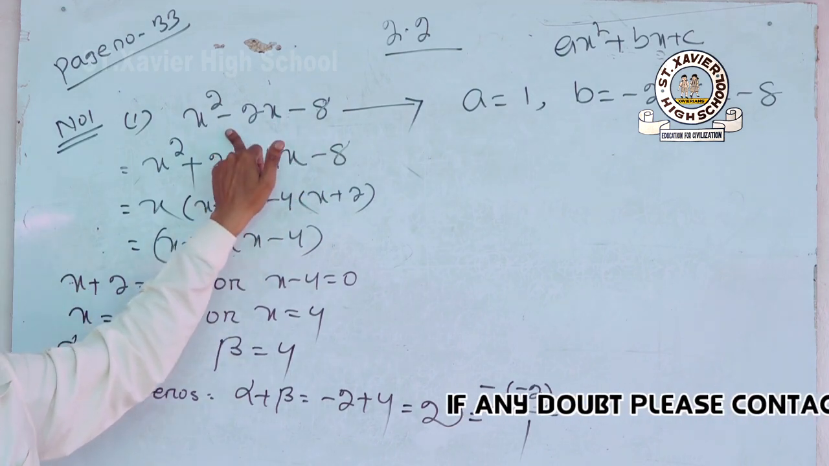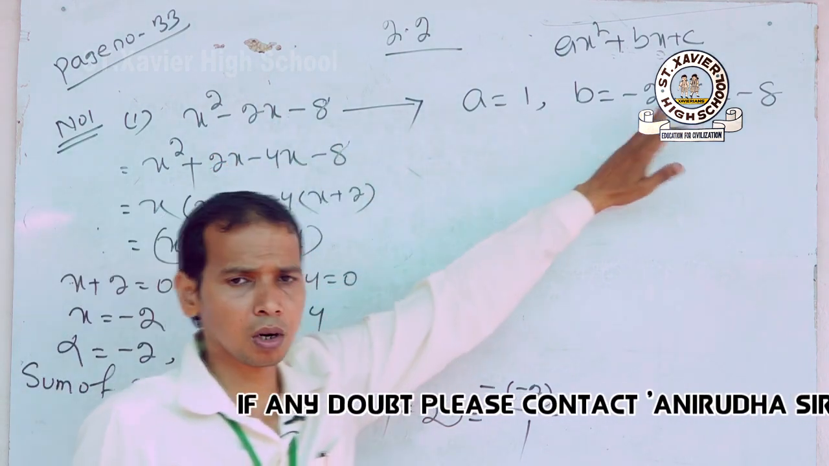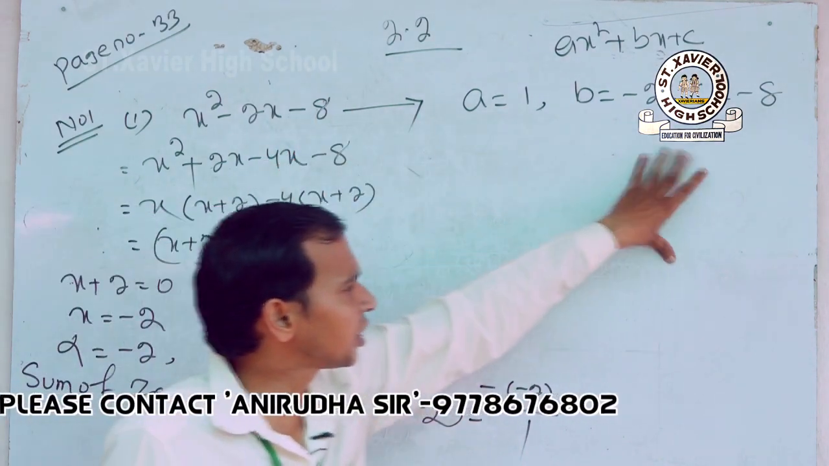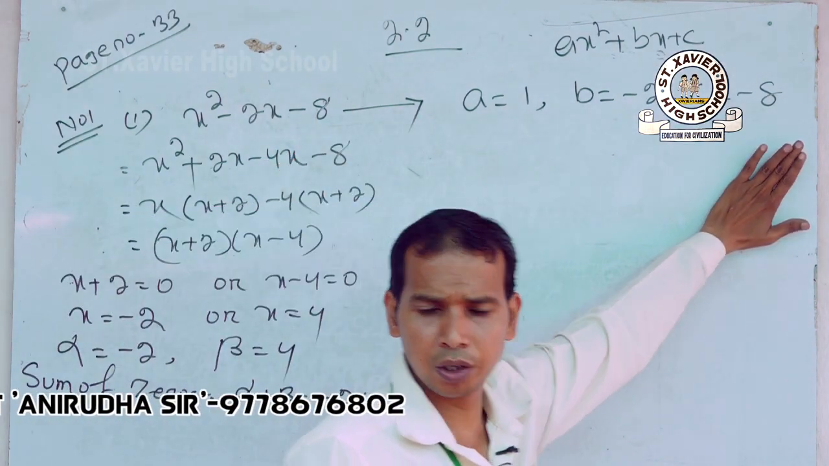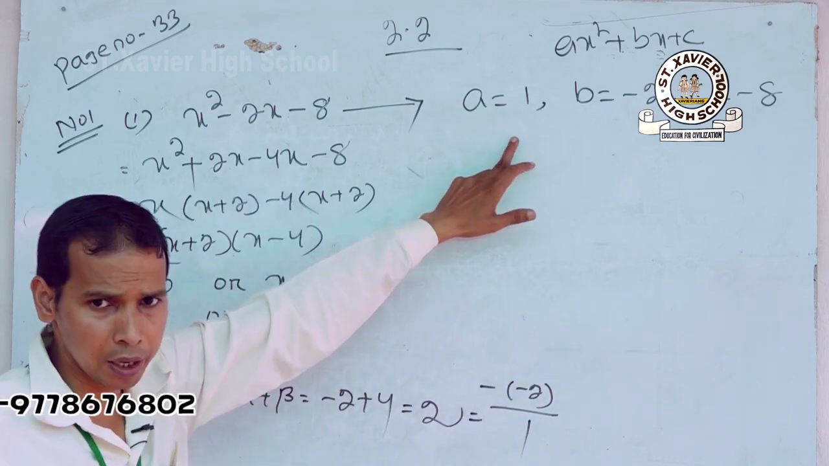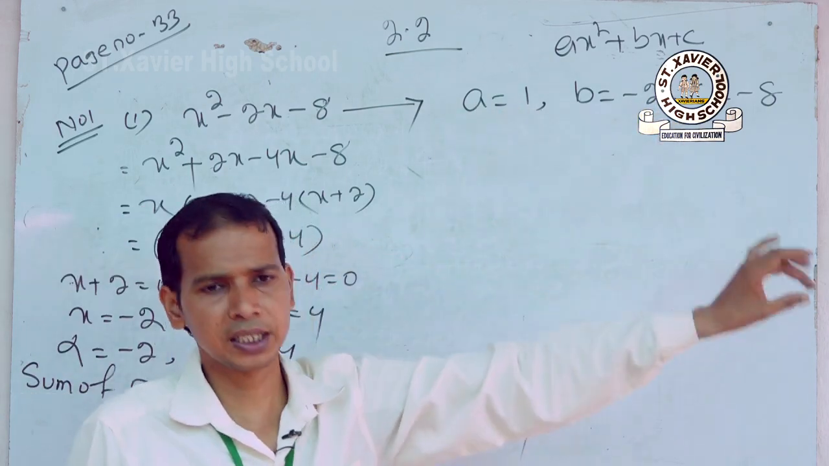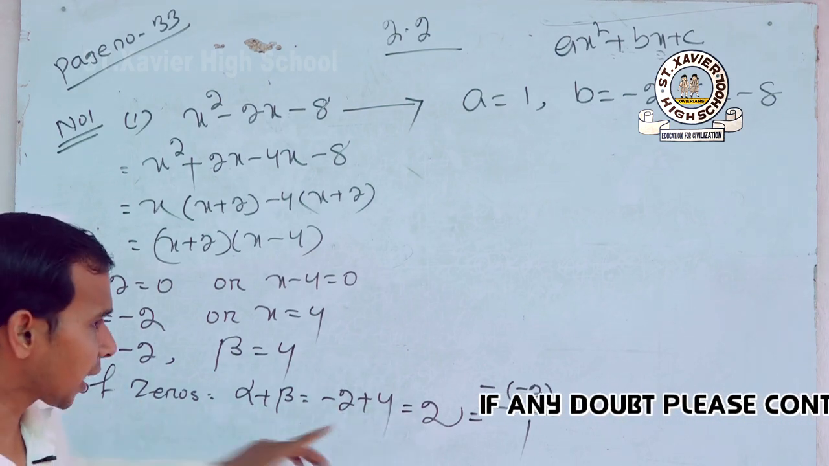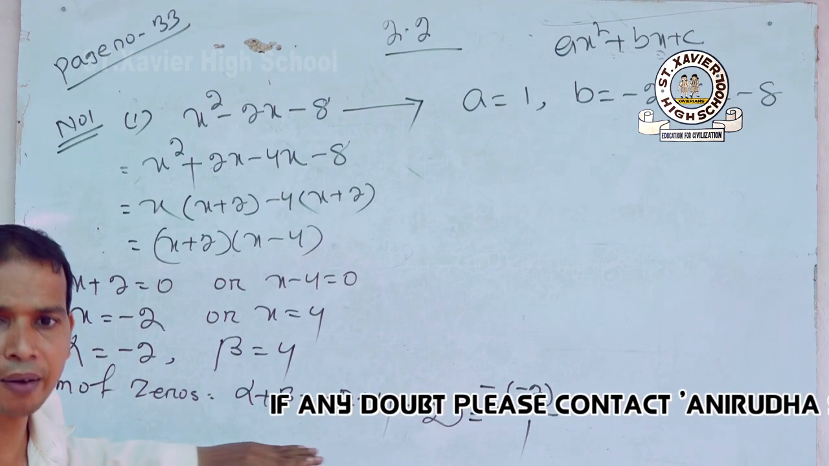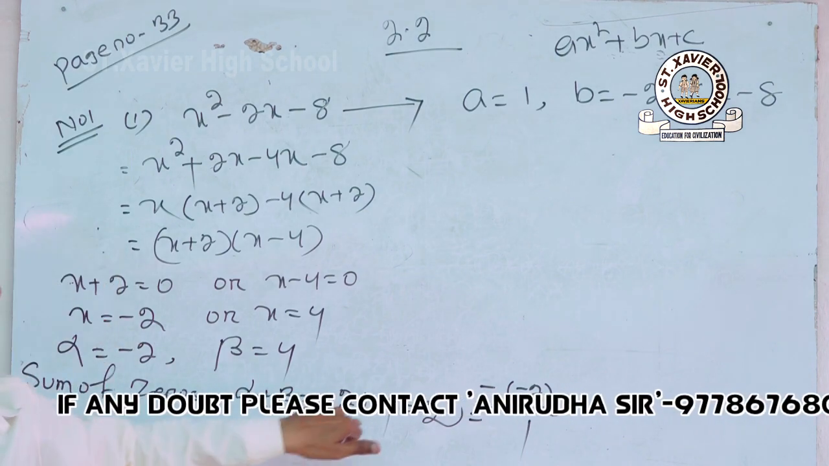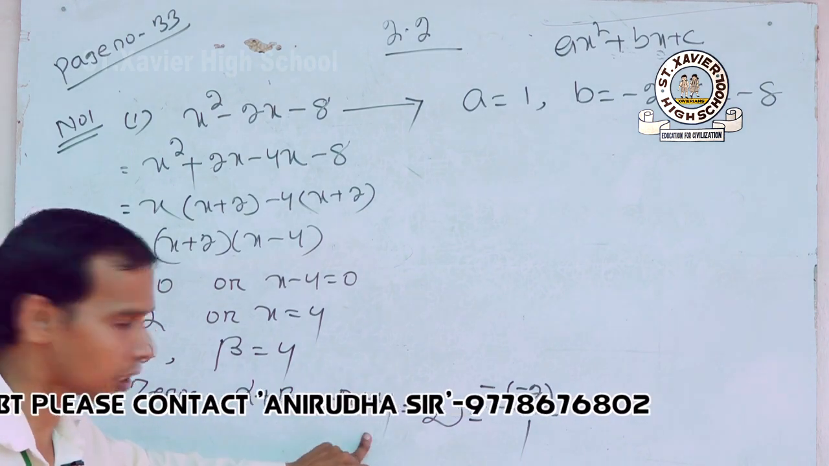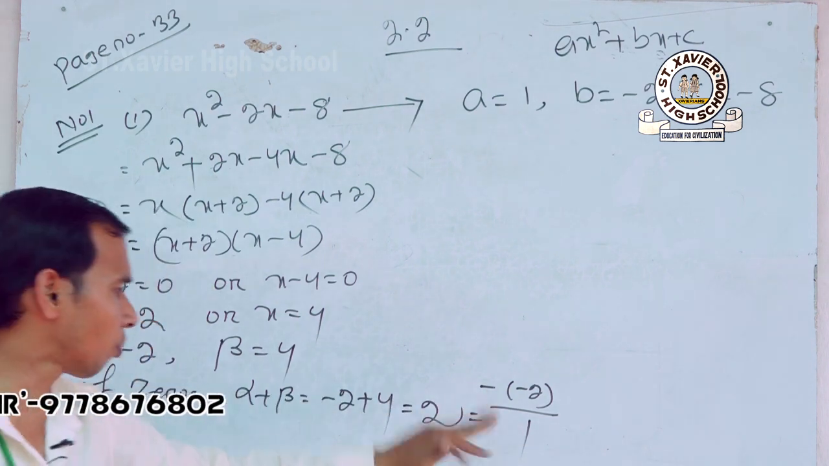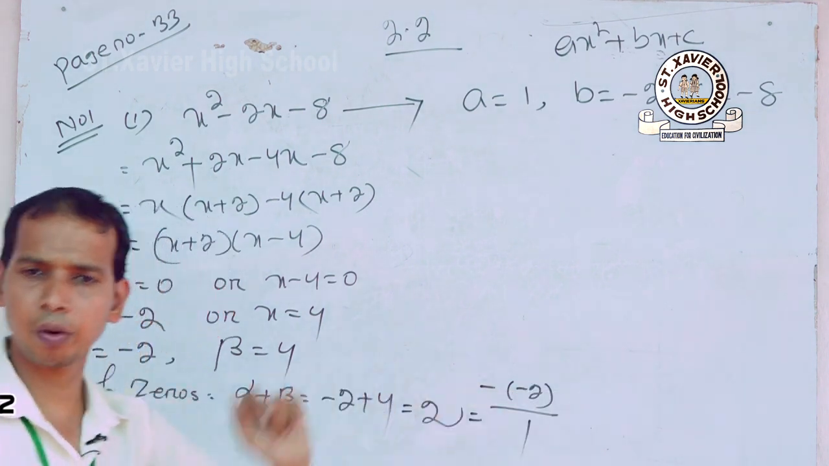The coefficient of x here is minus 2, so b equals minus 2. The constant term here is minus 8, so c equals minus 8. Okay, so a is 1, b is minus 2, c is minus 8. In this case, we get the sum of zeros, alpha plus beta. The value of alpha here is -2 and beta here is 4. -2 plus 4 you get 2, and 2 can be split into minus of -2 by 1.